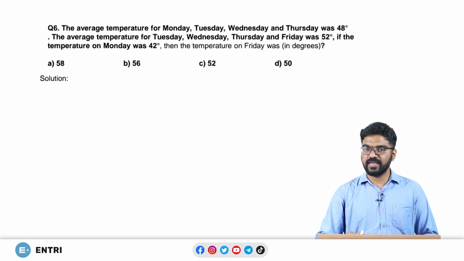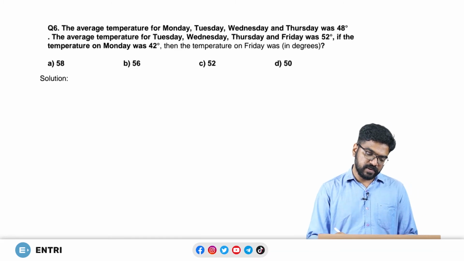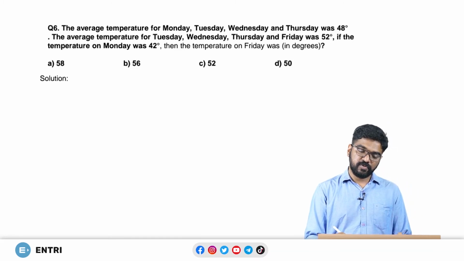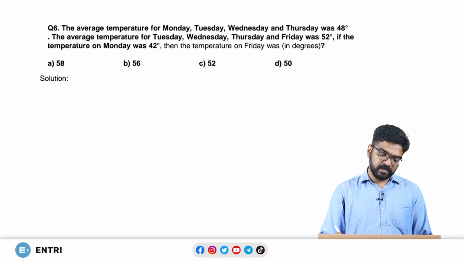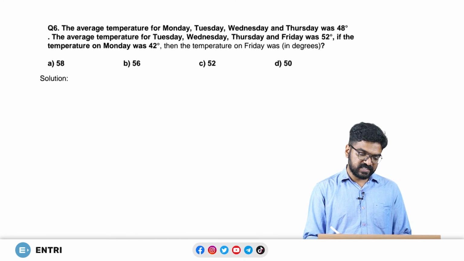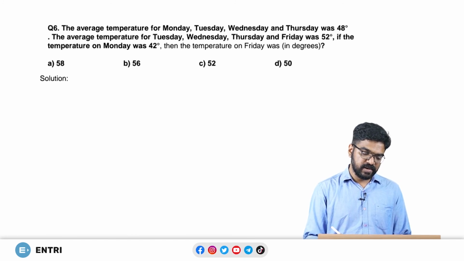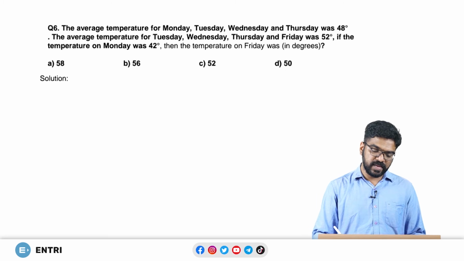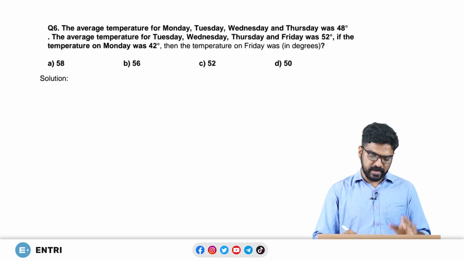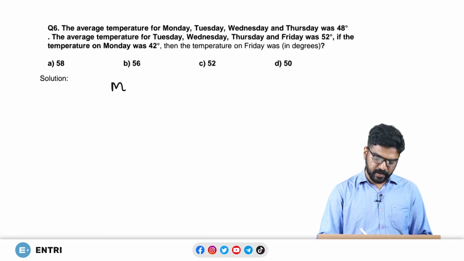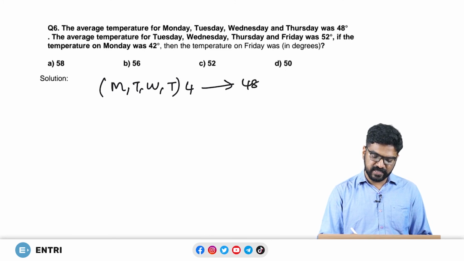This question explains the case of a replacement. Okay, so look at here. The average temperature for Monday, Tuesday, Wednesday and Thursday was 48 degree. The average temperature for Tuesday, Wednesday, Thursday and Friday was 52 degree. If the temperature on Monday was 42 degree, then the temperature on Friday was. Okay, so this is what happened. So what we'll write: we have Monday, then Tuesday, Wednesday and Thursday. There are 4 days. The average temperature is 48 degrees Celsius.